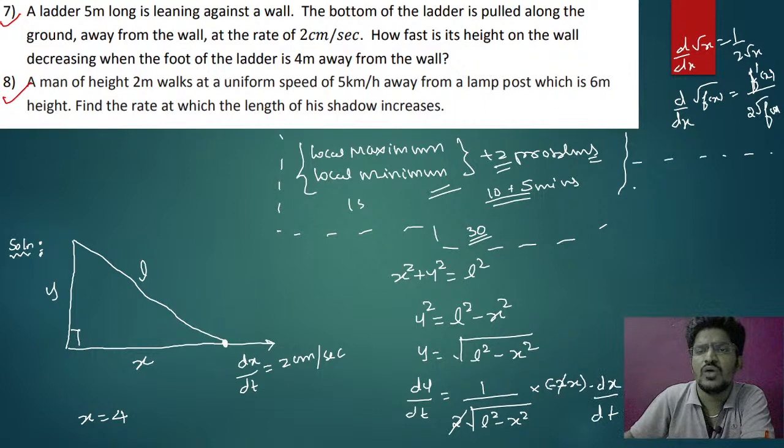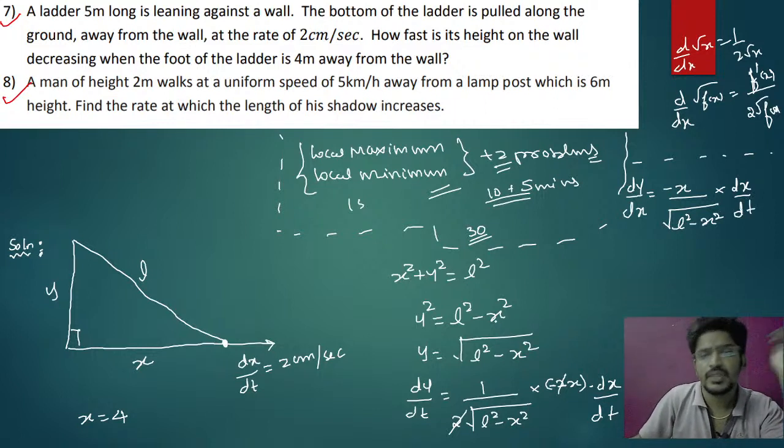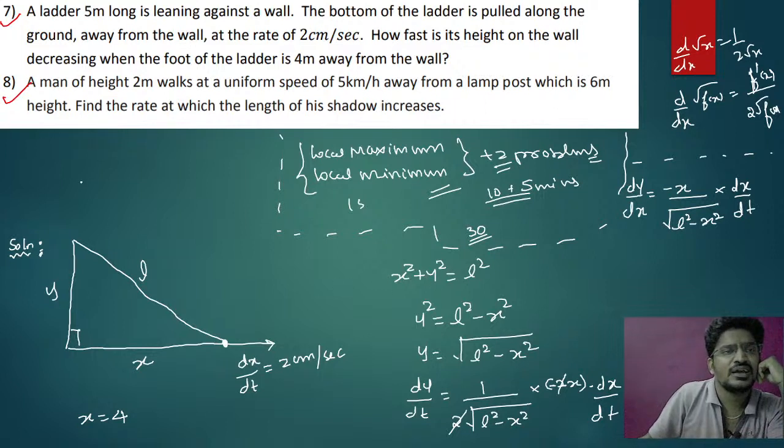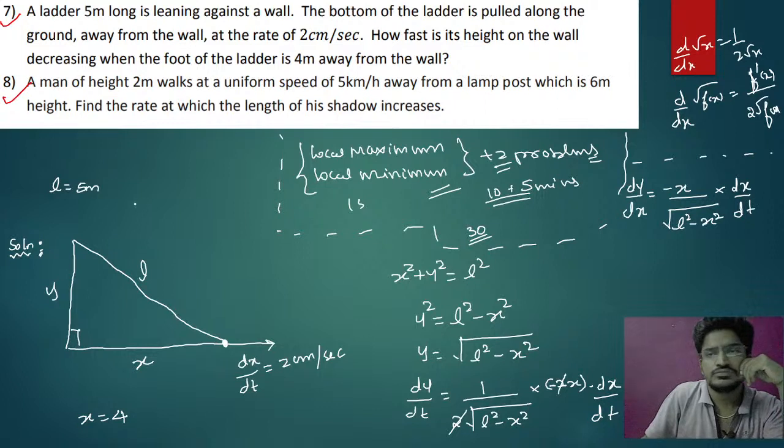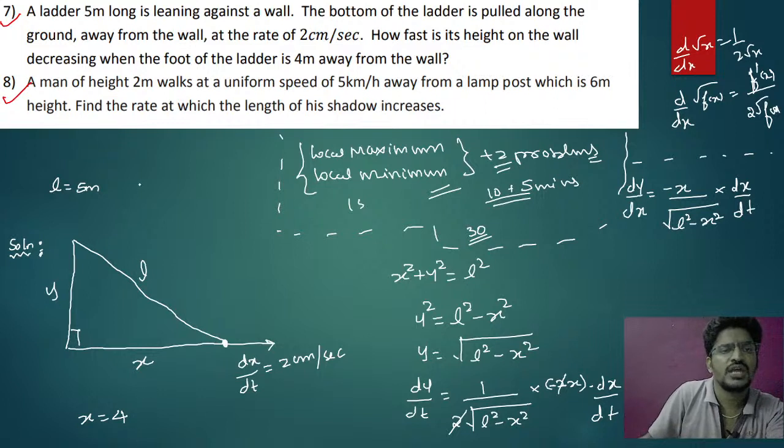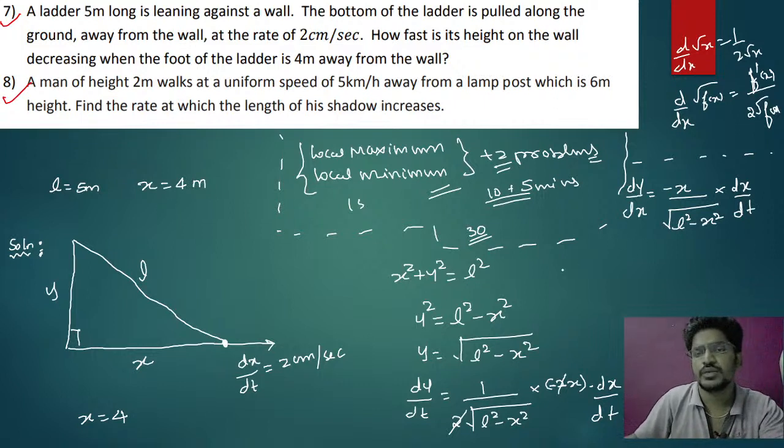So now dy by dt equals, the 2 having been cancelled, minus x divided by root of L square minus x square, multiplied with dx by dt. Here the length of the ladder is 5 meters, and they have given the x value as 4 meters, so you can use it here.